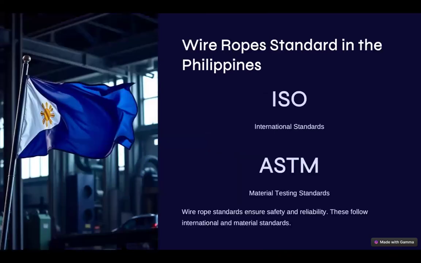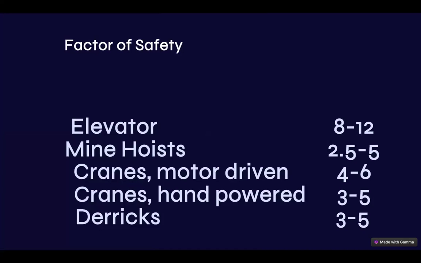In the Philippines, we are following the international standards. ASTM is another one, for material testing. ASTM is the American Society for Testing and Materials. We are always following these standards. The factor of safety used in designing wire ropes for elevators, which is the highest, needs to be at least 8 to 12. For mine hoists, you need 2.5 to 5. Motor-driven cranes are 4 to 6. Hand-powered cranes are 3 to 5, and derricks 3 to 5. Derricks are in oil and gas.